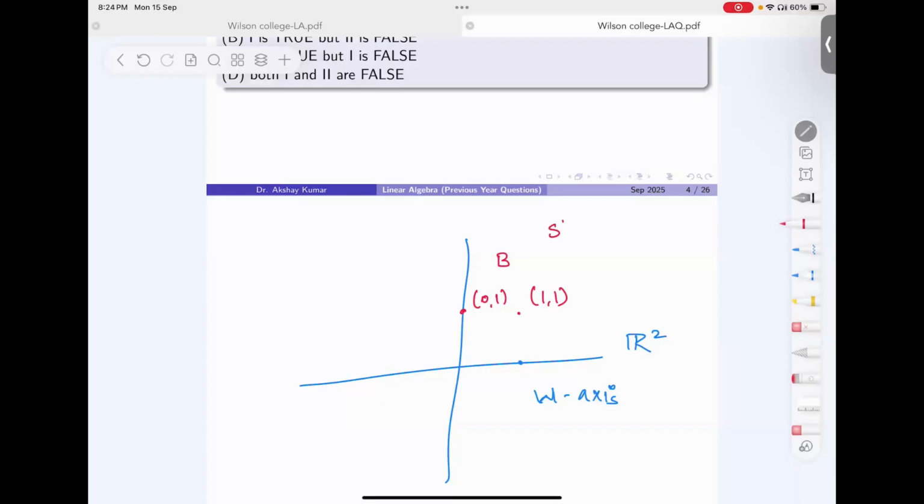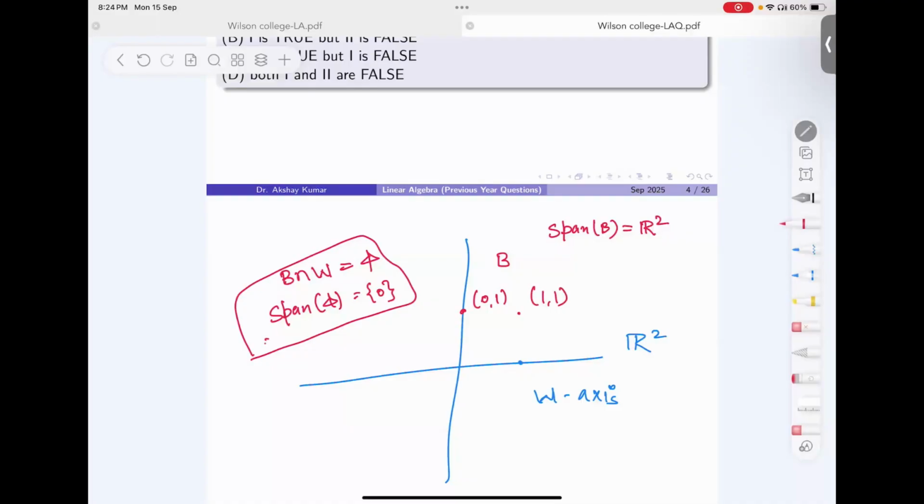So what is the span of B? Span of B is R square, R2. What is B intersection W? This is the empty set. And we always assume that span of empty set is the singleton 0. We assume that this is always true.